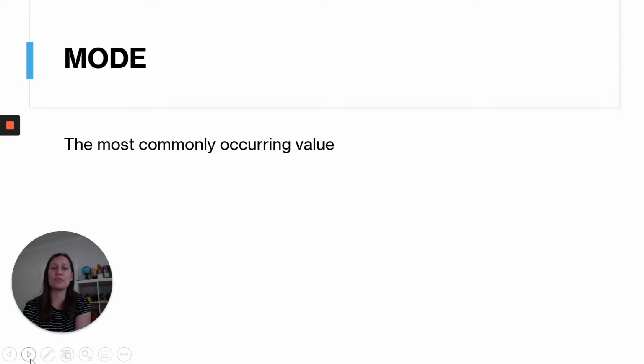It's also possible to have no mode. If everybody is a different age, then there is no mode. And what does that tell you? It tells you your data is very varied.